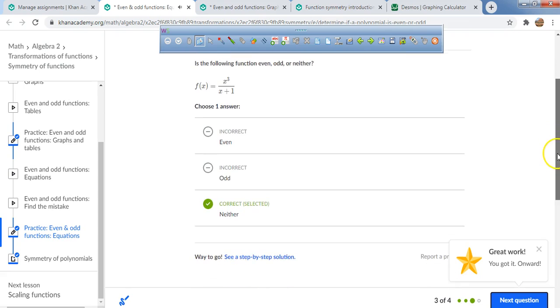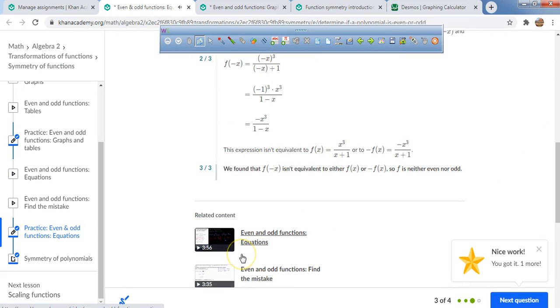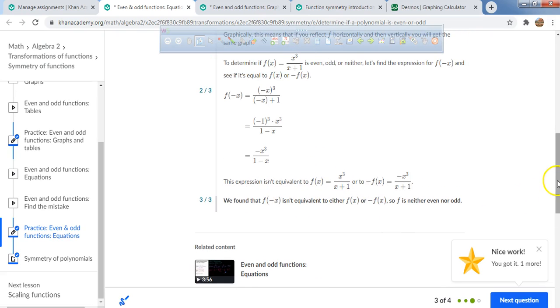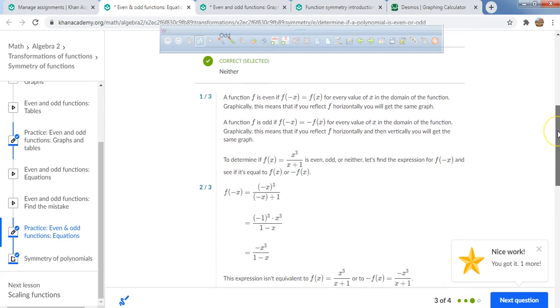Now, if you get one of these wrong, click right here where it says see step-by-step solution. So you can see that we found that the expression is neither equal to f of x or negative f of x. So it's neither even nor odd. And then they go through the work.